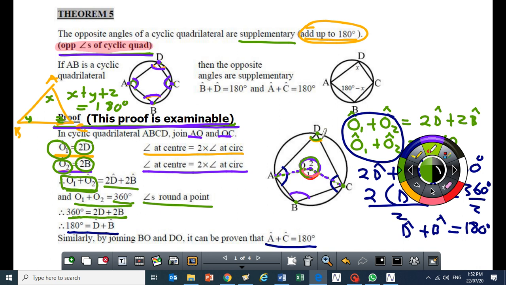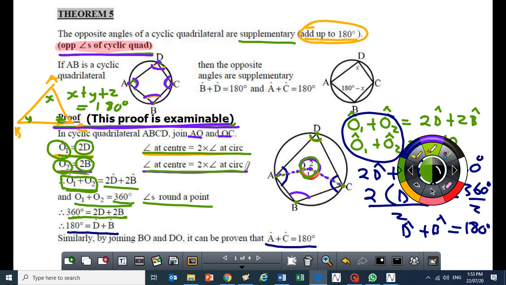Alright? So, angle O1 is equal to 2 times angle D. O1 is the angle at the center, it's equal to 2 times that. And our reason, theorem 2: the angle at center is equal to 2 times angle at the circumference. Then we again do it for O2. We say O2 is equal to 2B. The reason is also theorem 2: angle at the center is equal to 2 times the angle at the circumference.